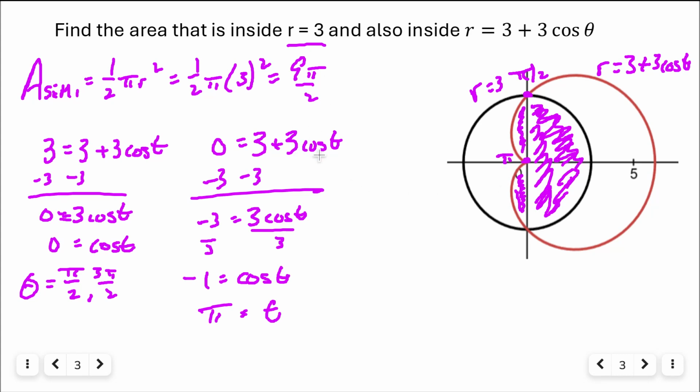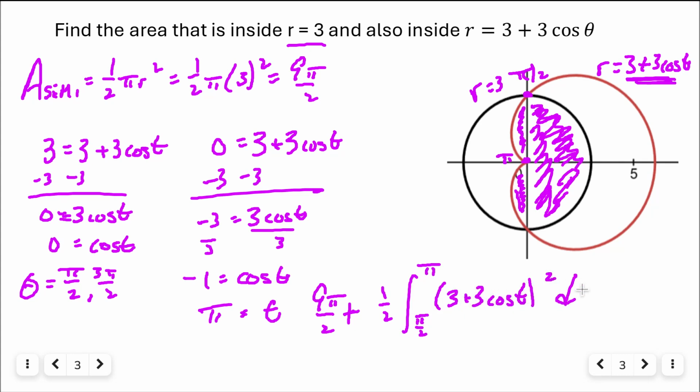So now what I can do is, I already have the area of this piece here, this semicircle. Okay, I have that. And I'm going to show you another way to get the area of the semicircle in a minute. What I need to do to it, that 9 pi over 2, that's the area of the semicircle. I need to add to it, let's see. I'm going to find the area from pi over 2 to pi of this curve. So it would be 1/2 the integral from pi over 2 to pi of 3 plus 3 cosine theta squared d theta.